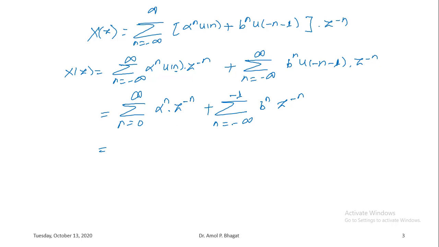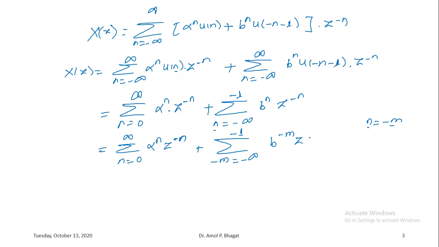So again here for the second term, in place of n you can keep minus n, as we were seeing in the previous example discussed in the previous session. Right? I can keep n is equals to minus n. So summation n is equals to 0 to infinity alpha to the power n z to the power minus n, I will keep it as it is. Plus here I can keep minus n is equals to minus infinity to minus 1, b to the power minus n z to the power n.